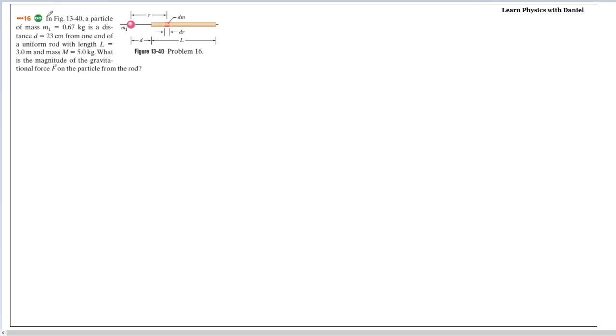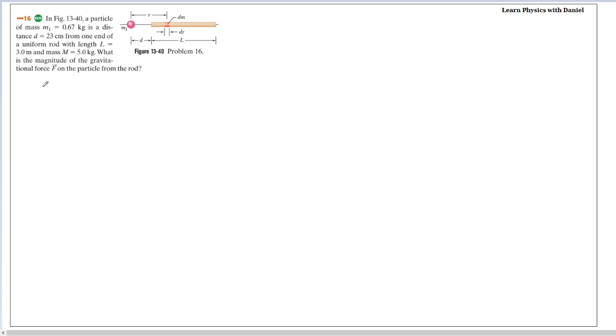So today we will be covering problem number 16 in chapter 13, which talks about gravitation. Here in this problem, we have a mass, which we can assume is a point mass, and a uniform rod with length L. And we want the magnitude of the gravitational force on the particle from the rod.